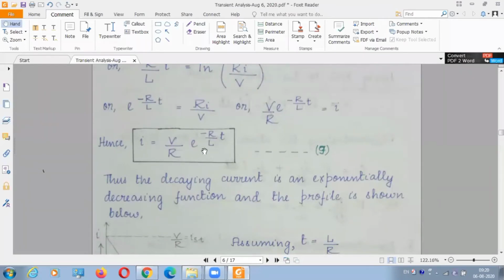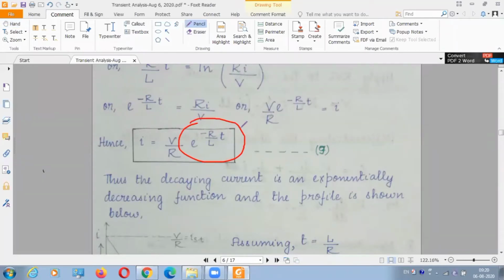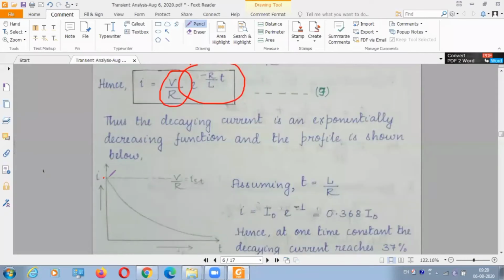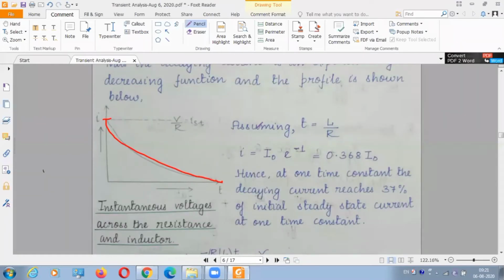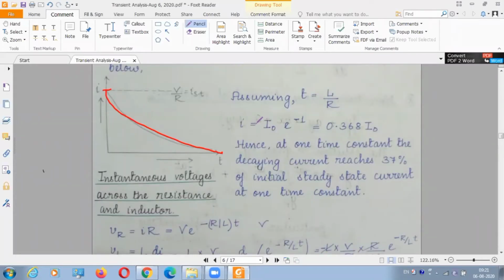Now if you observe this equation I, see e to the power minus R by L T, so it is a decreasing function. From which point will it decrease? V by R. So previously, if you see, the curve has settled at which point? V by R. Now it is decreasing from V by R to 0. So this is my current profile.